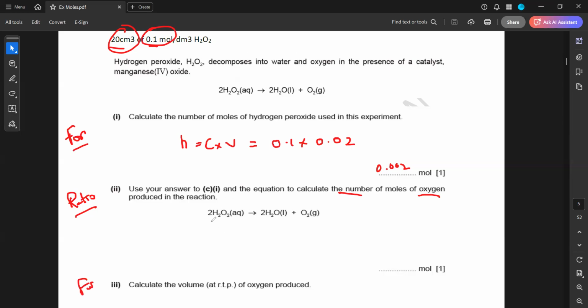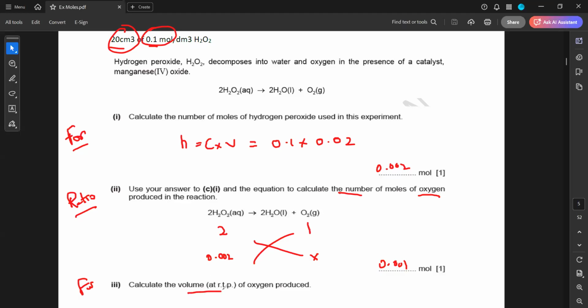So what ratio will we take? We'll take the ratio between hydrogen peroxide and oxygen. The ratio is 2:1. So if we have 0.002 moles, it will be X; cross multiply. So we get 0.001 moles for the oxygen.